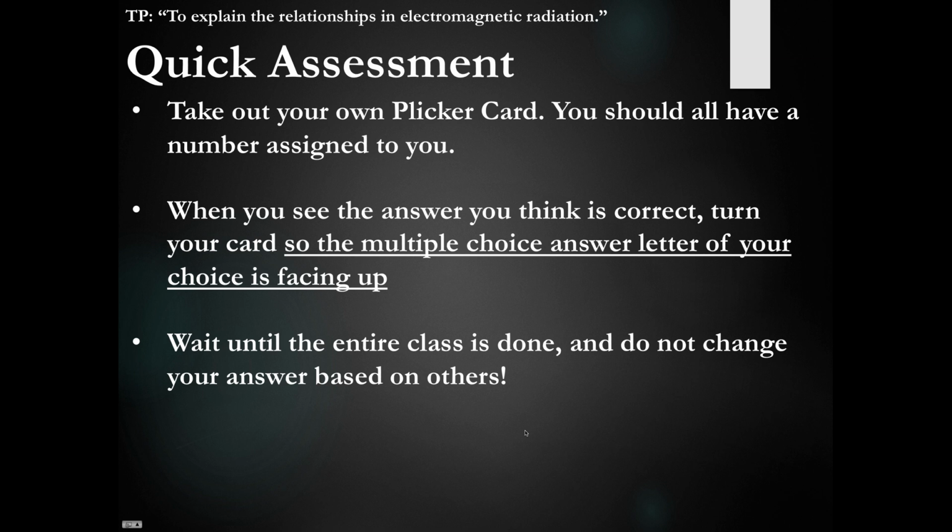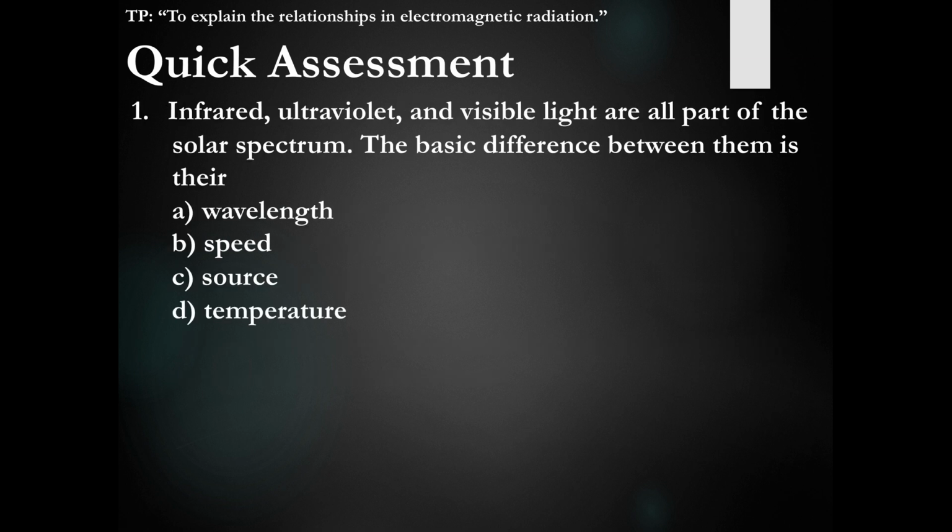All right, let's do 2 quick assessment questions here. First question. Infrared, ultraviolet, and visible light are all part of the solar spectrum. The basic difference between them is their: A, wavelength, B, speed, C, source, or D, temperature. Okay, please pause the video, answer the question. Once you answer it, hit the play button and hear the answer.